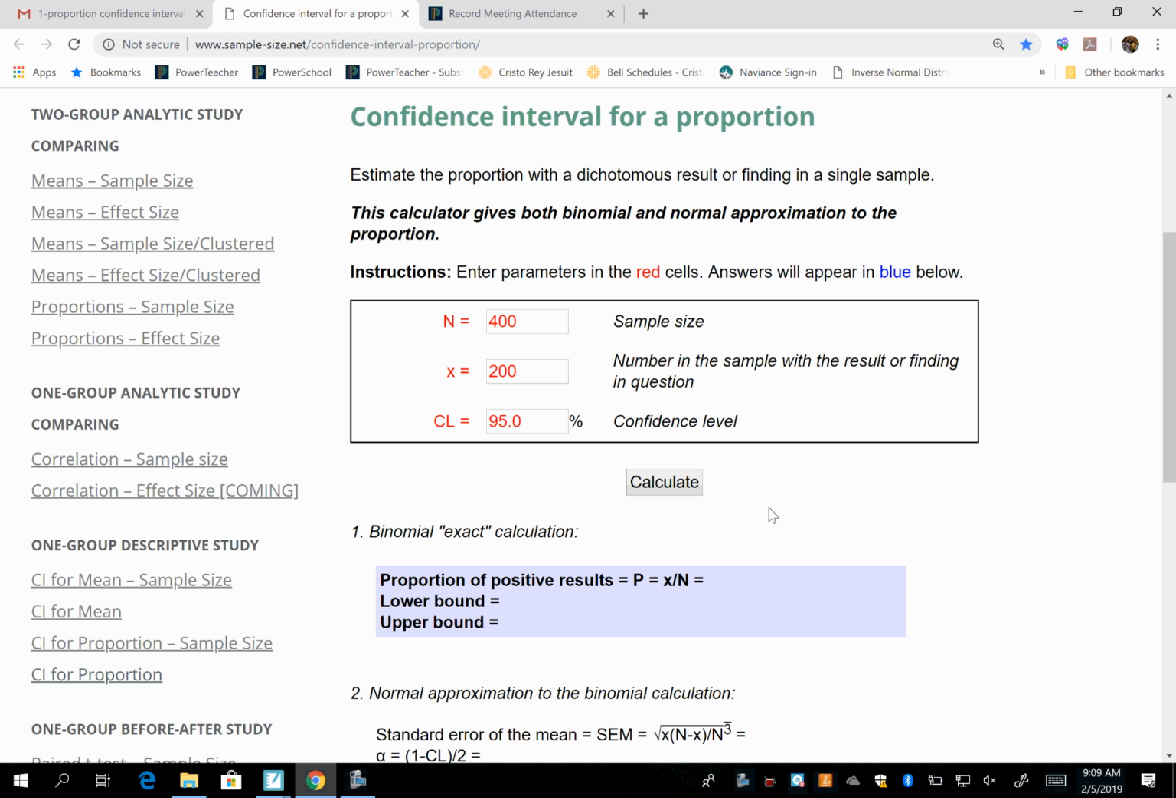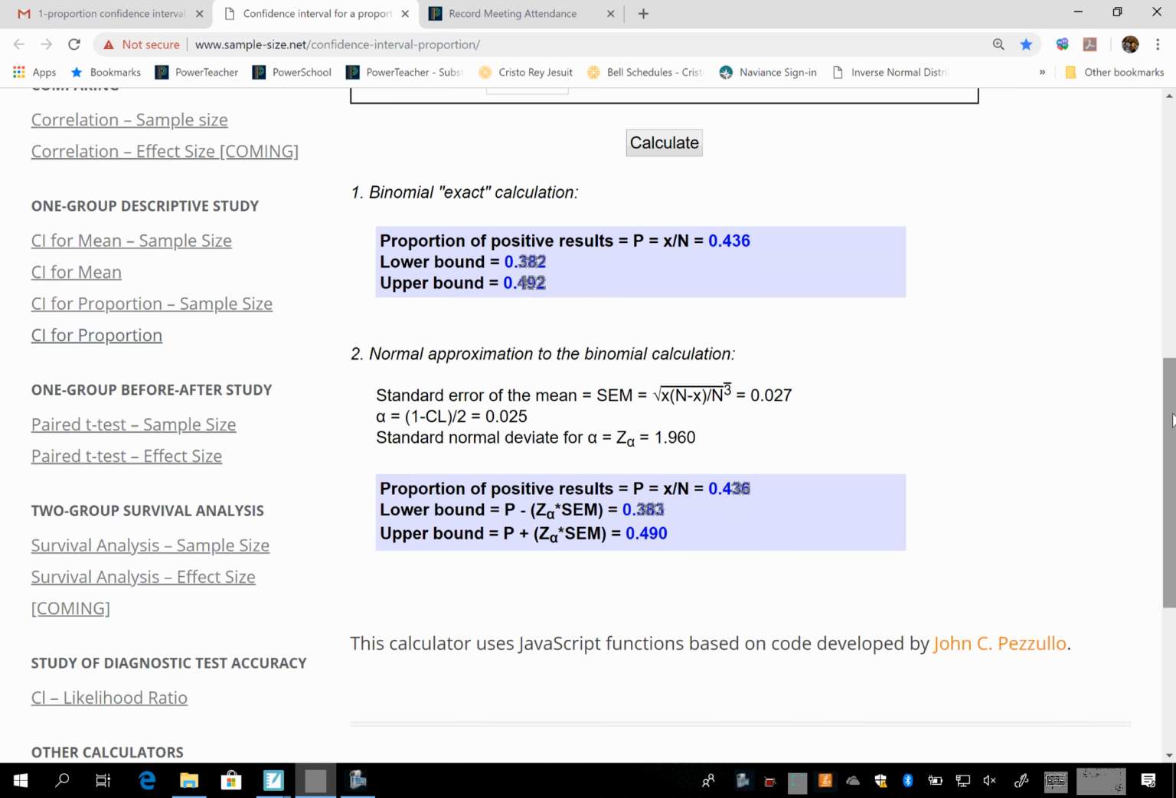No? Yes? Okay. So what am I going to put in the sample size? 330. Very good. How many successes did I have? 144. And you see the confidence level is 95%. That's what we did. So leave it and then hit calculate. And I want you to scroll down to the second one where it says normal approximation, because that's what we're doing. We're using the normal model.